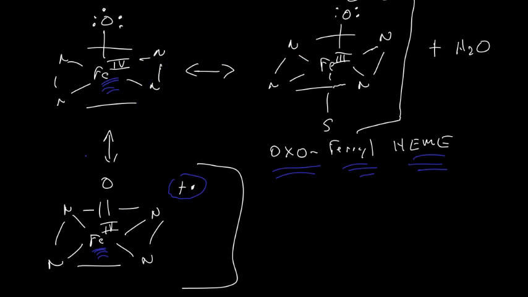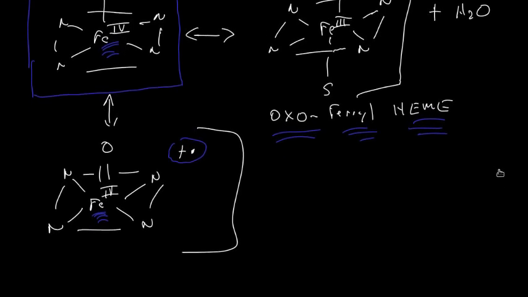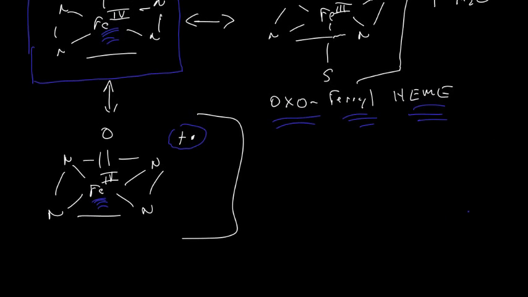Ultimately, it's one of these species that is believed to be the reactive heme intermediate in most of the reactions. For most of the reactions we'll look at from here on out, I'm going to start with this oxoferryl heme intermediate here, and then we'll see how that reacts with various substrates to form oxygenated compounds.